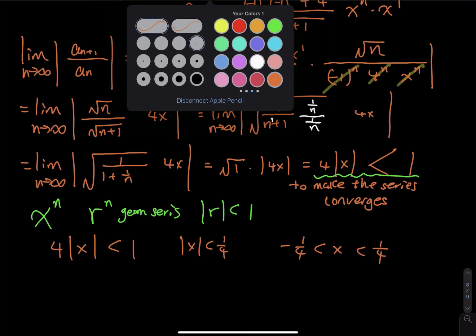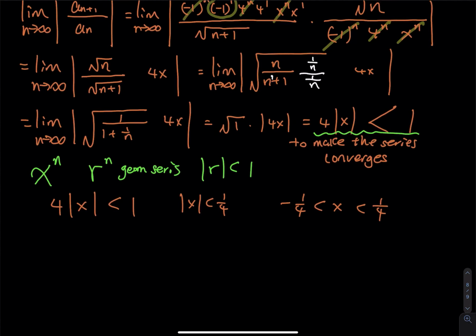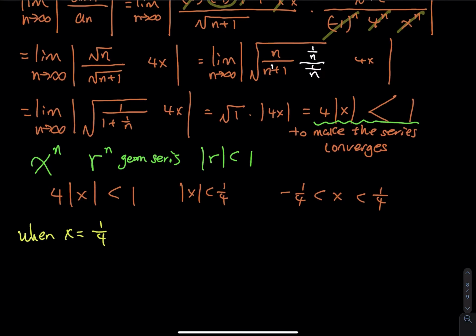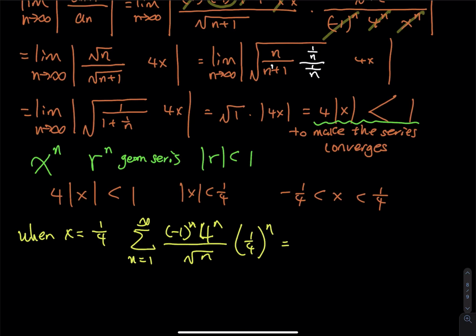So let's test the positive endpoint, when x is equal to 1 over 4, and then you plug the 1 over 4 into the power series. So you have negative 1 to the n, everything that doesn't change the n, right? And then square root of n, that changes this, 1 over 4 raised to the n. And then we have a 4 and a 1 over 4, so I'm going to do this.